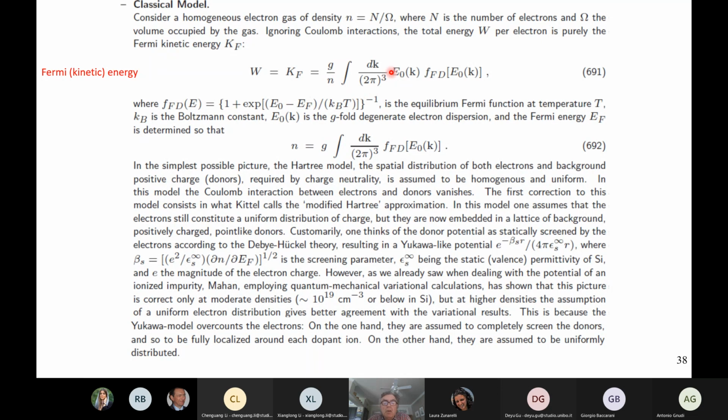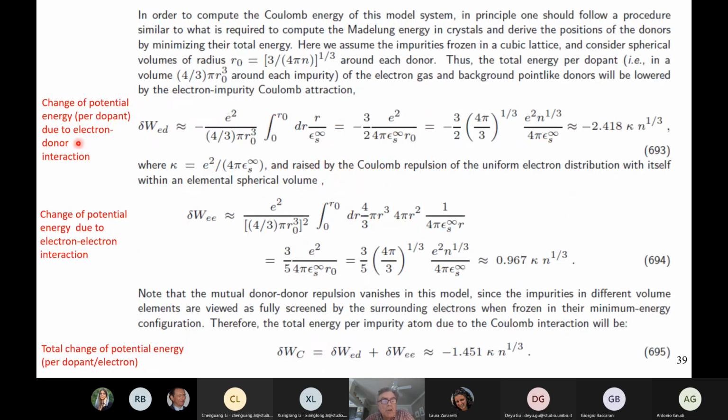This is just the kinetic energy due to the Fermi degeneracy of the system. You just calculate the average energy, averaged over the Fermi-Dirac distribution function, and define what it is. And you can calculate it relatively simply. The change of the potential energy, calculated per dopant due to the electron-donor interaction, is negative because it's an attractive interaction. You can calculate it by considering the volume of a dopant, again in this cubic lattice, but we'll assume that each impurity occupies a spherical volume of radius R0, which is inversely proportional to the cubic root of the density of the dopants that you have. We're assuming a charge neutral material, so this would also be equal to the electron density.